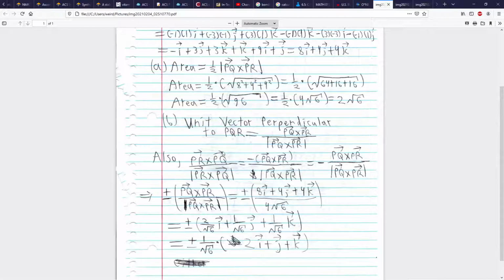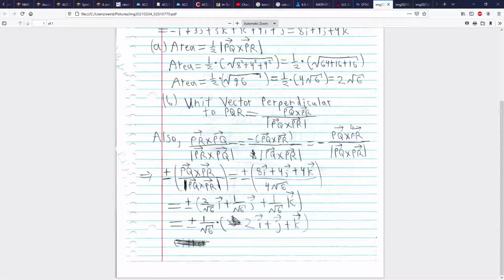And the unit vector perpendicular to PQR. So there's actually 2 possibilities. To incorporate both of them, we just have to think about the plus or minus symbol, but basically you have PQ cross PR divided by the magnitude of PQ cross PR, and also PR cross PQ divided by the magnitude of PR cross PQ.